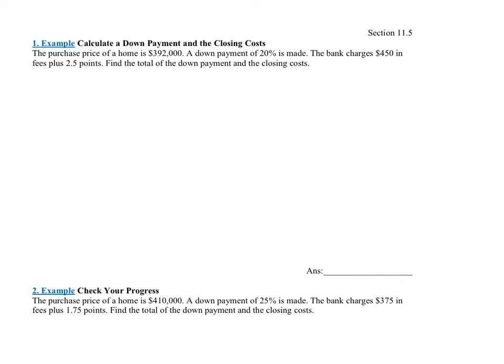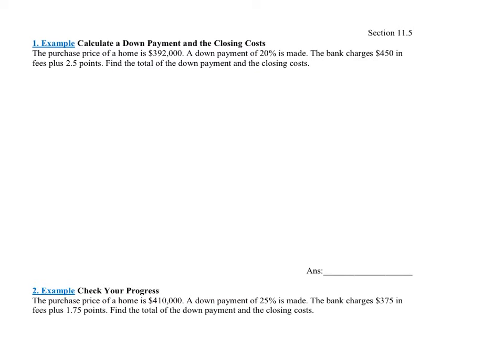So let's see what a typical problem looks like in this textbook. It says the purchase of a home is $392,000. A down payment of 20% is made. The bank charges $450 in fees and 2.5 points. Find the total of the down payment and the closing costs. In other words, they want to know how much money this person needs to come to the table with in order to buy this $392,000 home.